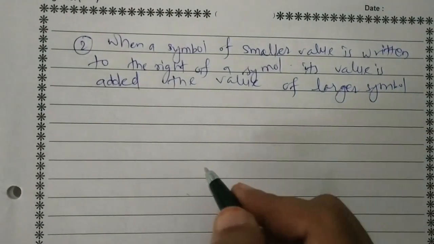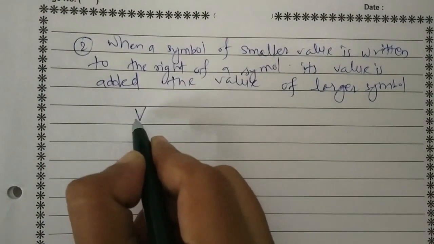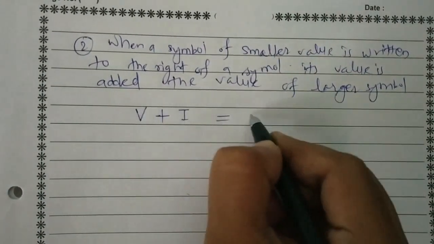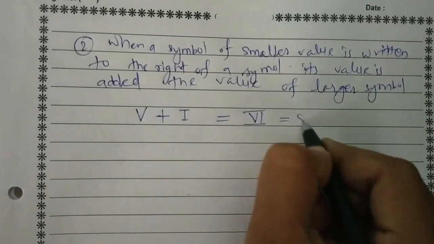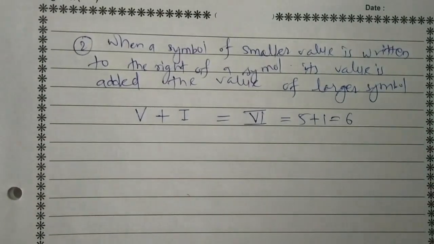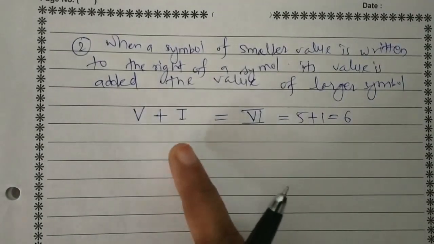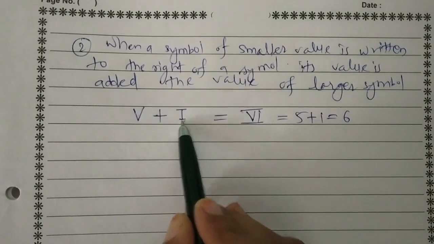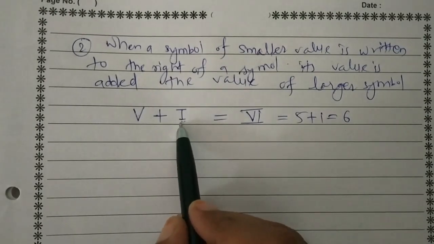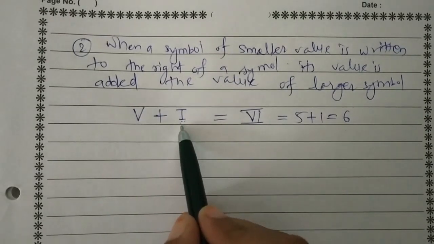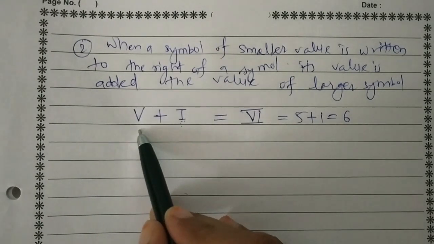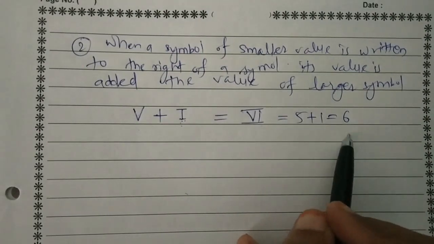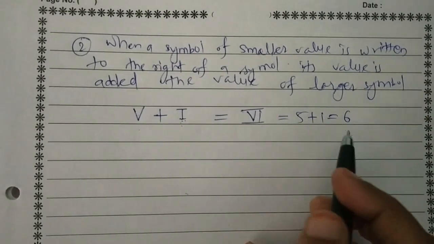For example, I am writing 5 plus I, which is equal to 6. So 5 plus 1, you will get a 6 here. When a symbol of smaller value, having a value of only 1, is written to the right hand side of a larger value, then we do the addition. This 5 plus 1 is equal to 6.